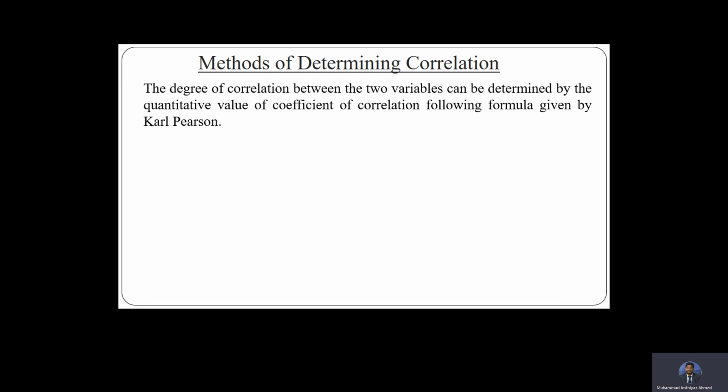Now, what are the methods of calculating correlation? So the degree of correlation between two variables can be identified by quantitative value. What is quantitative? I told you. Do you know what is quantitative? Chapter 1 it is coming, no? And also chapter 2, slowly it is coming.